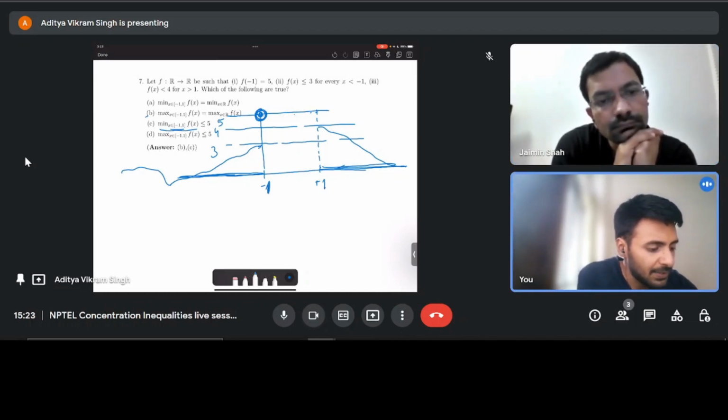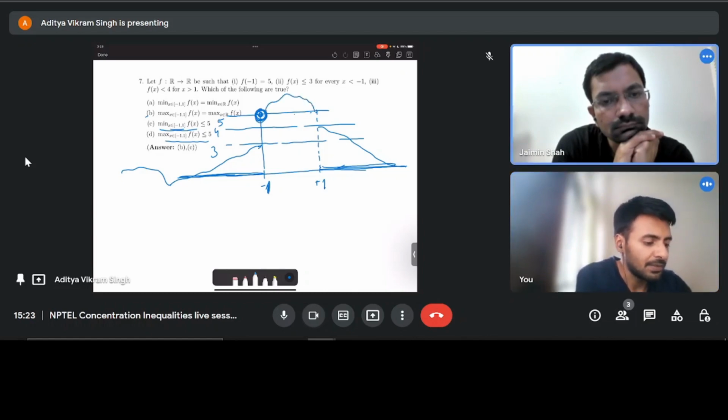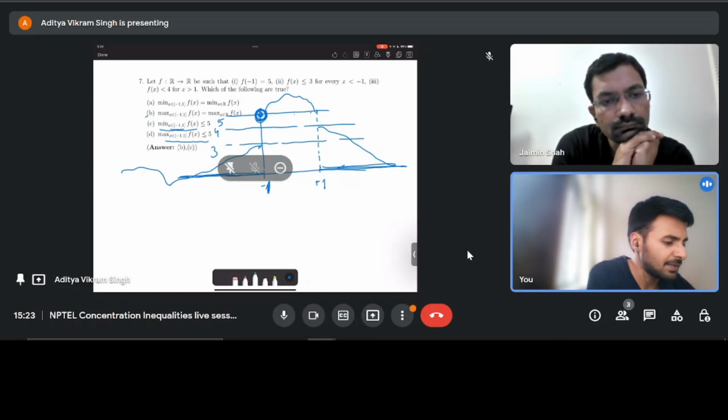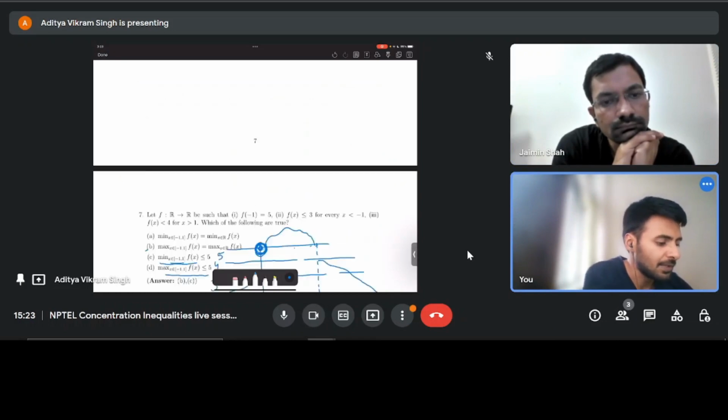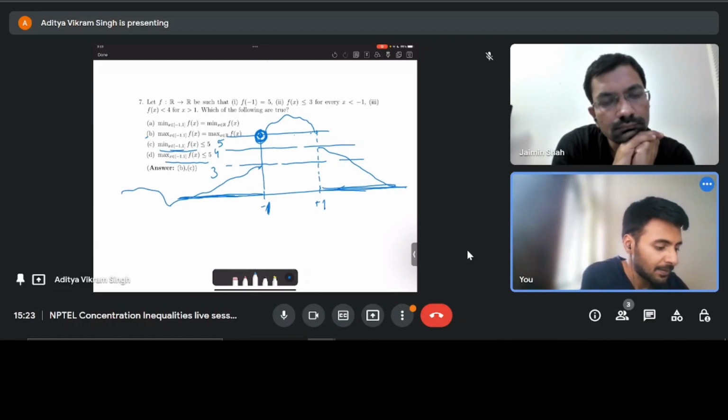And D says the maximum is less than or equal to 5. Again, we know that at some value it's 5, so what that tells us is that the maximum is greater than or equal to 5, because f(x) could be something like this, right? So this D option is again not correct. But this is the kind of logic we used earlier to expand the domain of optimization.